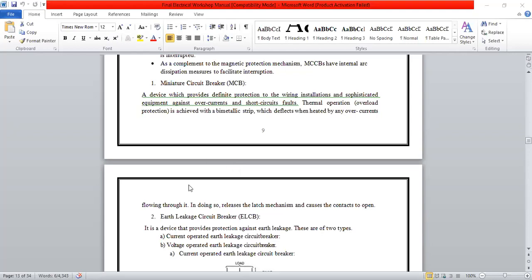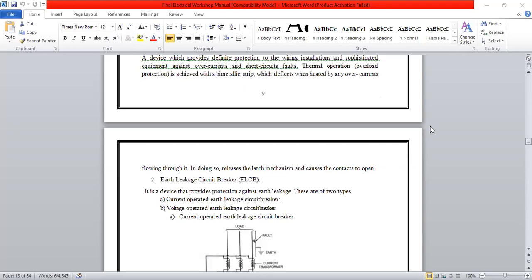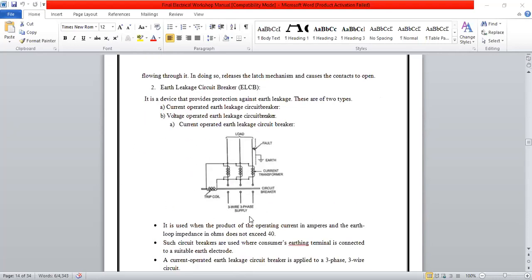Now the next switchgear equipment is nothing but the earth leakage circuit breaker. Okay, so earth leakage circuit breaker is a device that provides protection against earth leakage. Its name depends upon earth leakage. That means earth leakage protection साठी use करतोय आपण. Okay, it will be used to provide protection against earth leakage.